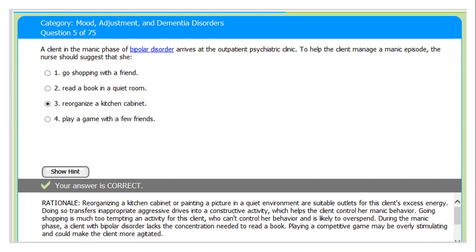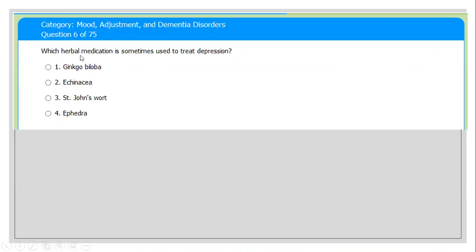Next question. Which herbal medication is sometimes used to treat depression? Number one, ginkgo biloba. Number two, echinacea. Number three, St. John's wort. And number four, ephedra. So what are the correct answers?